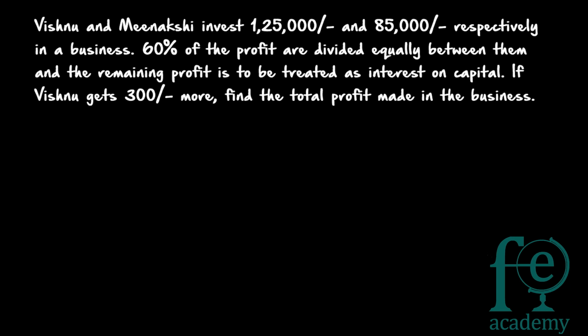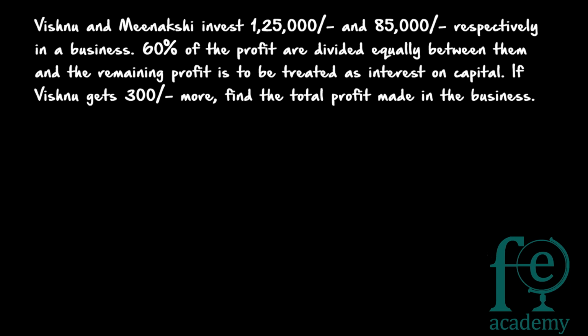So normally for all the other questions we have done, the entire profit will be divided in the ratio based on their capital. But here the question is different. Only 40% of the profit is divided as per the capital. The remaining 60% of the profit is divided equally among the two. So that is the main difference here. For all the other questions, the entire profit was divided based on the ratio of the capitals. But here 60% is divided equally and only 40% is divided based on the ratio of their capitals.